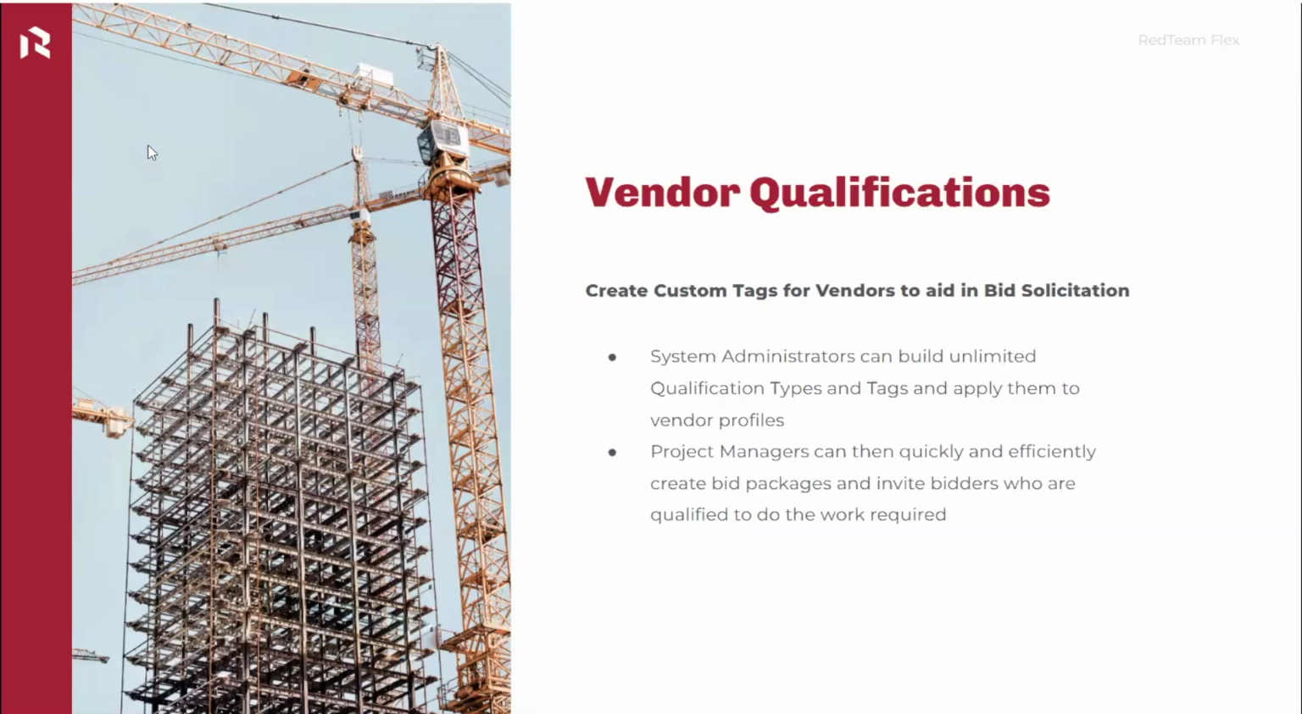Most of you are probably aware of vendor trades, which allows you to build a list of the cost codes that your vendors can perform work under. But these qualifications are going to allow you to go a step further. Your system administrators can build an unlimited number of qualification types and those qualification tags underneath them. And then you go ahead and apply those to your vendor profiles. What that means is that when your project managers or your estimators are working on bid solicitation, they can quickly and efficiently create bid packages to invite bidders that are qualified to do the work that they need. So we're going to go take a quick look at that.